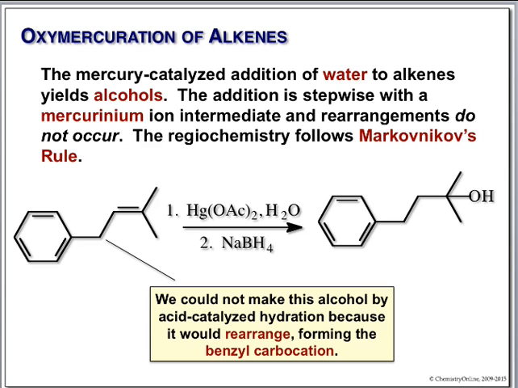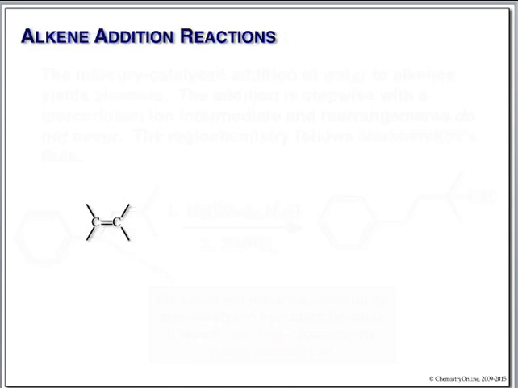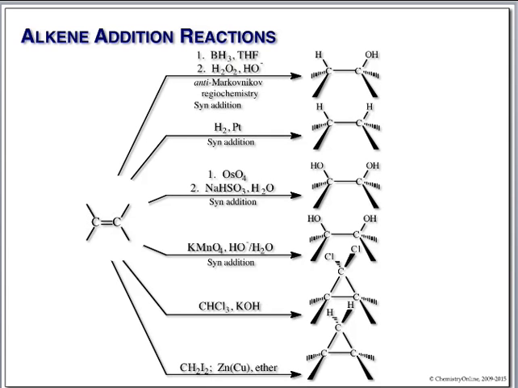All right, we made it through our halogen additions. We have now made it through the addition of water. We can do it two ways, ionic reaction with rearrangements, or mercuric acetate, no rearrangement. Both give Markovnikov regiochemistry. Our next group: hydroboration oxidation, reduction, synthesis of 1,2-diols, and synthesis of cyclopropanes.